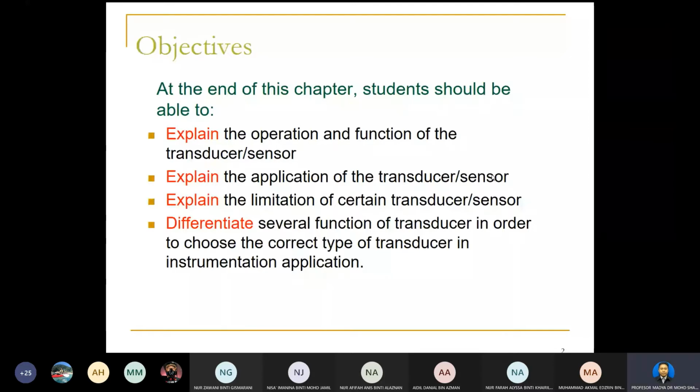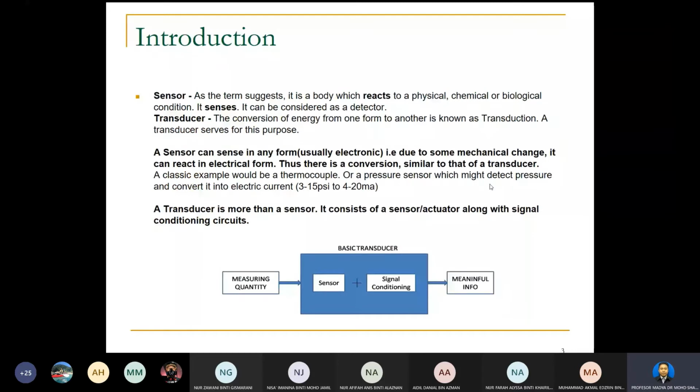Right, so you can see this one. That is the definition of the sensor and transducer. For the sensor, it is a body which reacts to the physical, chemical, or biological condition it senses. It can be considered as the detector. That means the sensor will give feedback to our system, or sometimes we call it the detector. It detects any outputs and then gives them to the system.